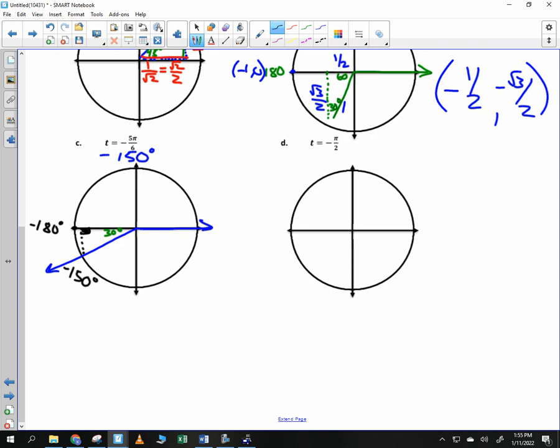90-degree angle. What kind of special right triangle do I have? 30, 60, 90. What is always the length of the radius or the hypotenuse? 1. Why? Because that's the radius of the circle. It's the unit circle. So what's the length of the short side? Half of 1, which is a half. What do I do to the short side to get the long side? So root of 3 over 2. I've solved it. Let's name the coordinate. What's the x value? Negative root of 3 over 2. The horizontal, and then the vertical would be negative 1/2.